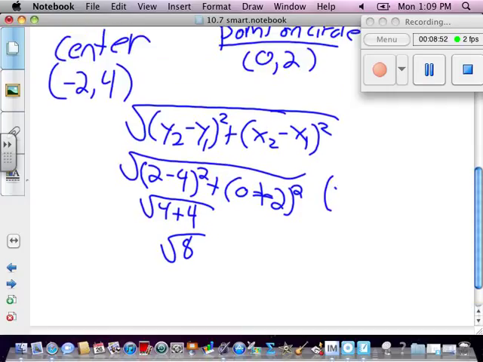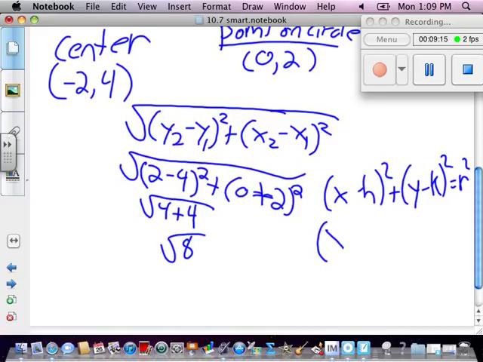Remember that form is x minus h squared plus y minus k squared equals radius squared. So let's take our center. Am I going too fast? So we use the same center, don't we? Yes. The center stays the same. We've got our radius. Can I go on? x plus 2 squared plus y minus 4 squared equals what? Square root of 8. What is the square root of 8 squared?